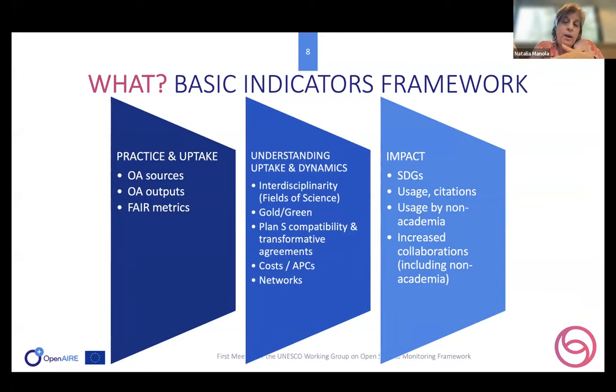And then on the third level, which again is the toughest, is the impact. So we have some effort to measure the usage, the citation, the usage by non-academia, the increased collaboration due to open science, and of course the SDGs. We started to work on this since this year, and now with the support of the European Commission, we have a new project called PAFOS. So we will be disseminating more, and PAFOS will target this impact.